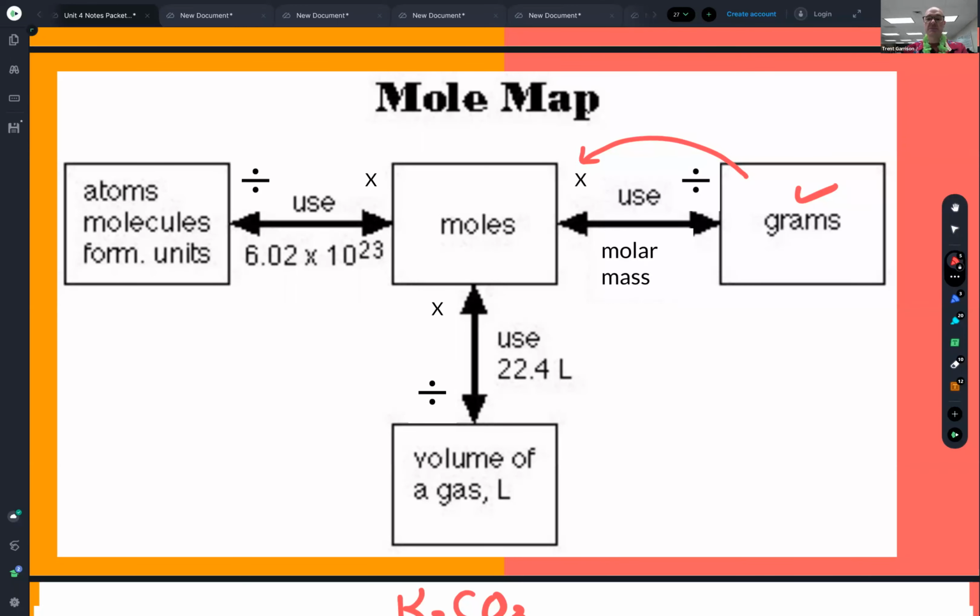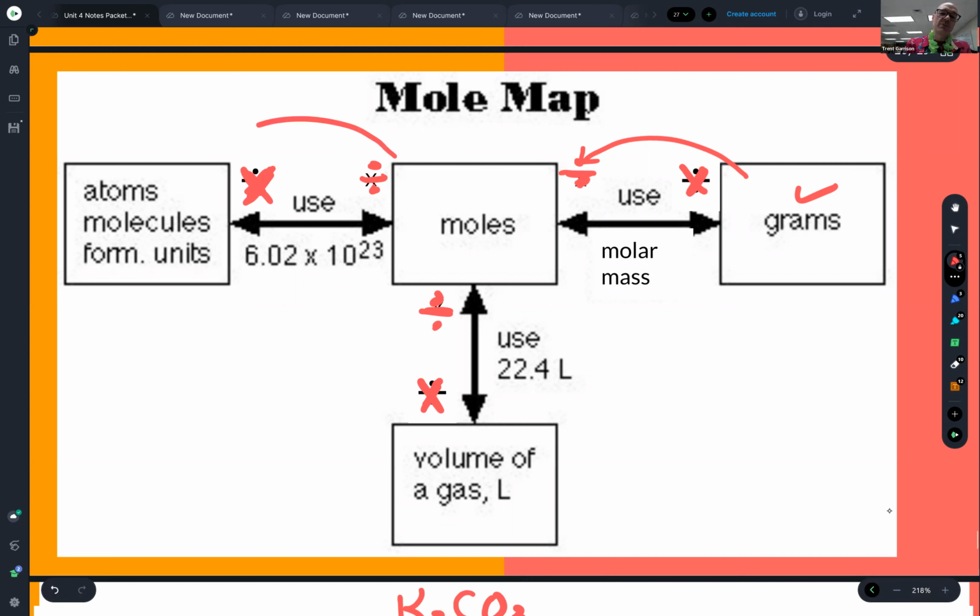Oh, I've got these backwards. Needs to be division here. It needs to be multiplication here. Needs to be division here. Needs to be multiplication here. Got that backwards. I'll fix that in the notes. So what I got going is we need to divide to turn it into moles, and then we multiply to turn it into atoms. So let's do that.